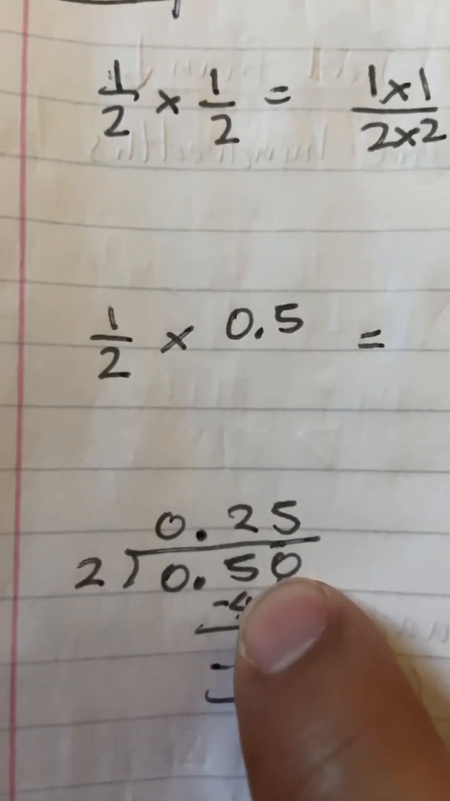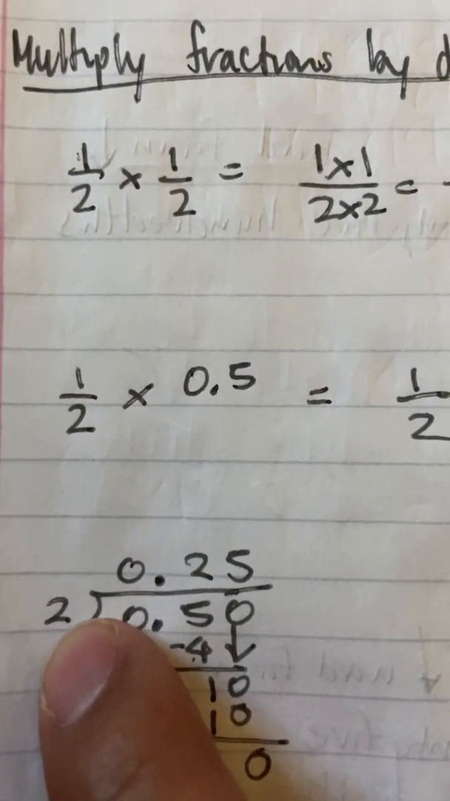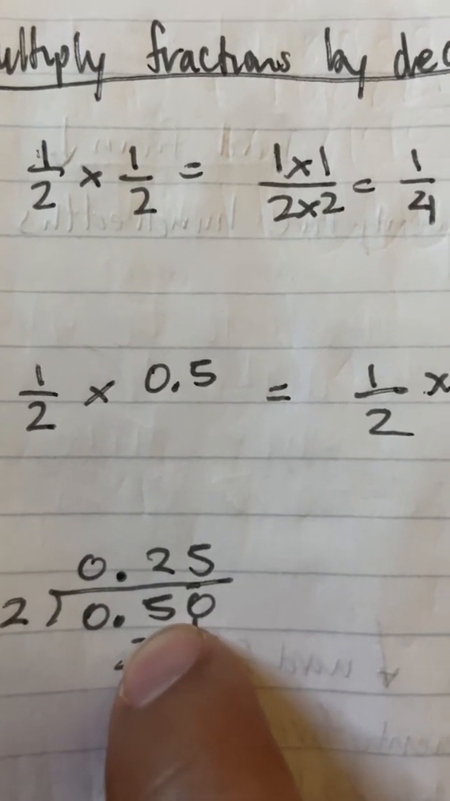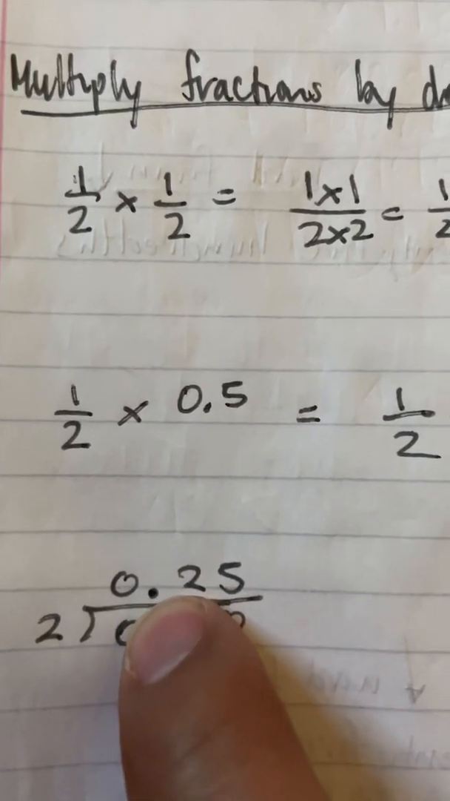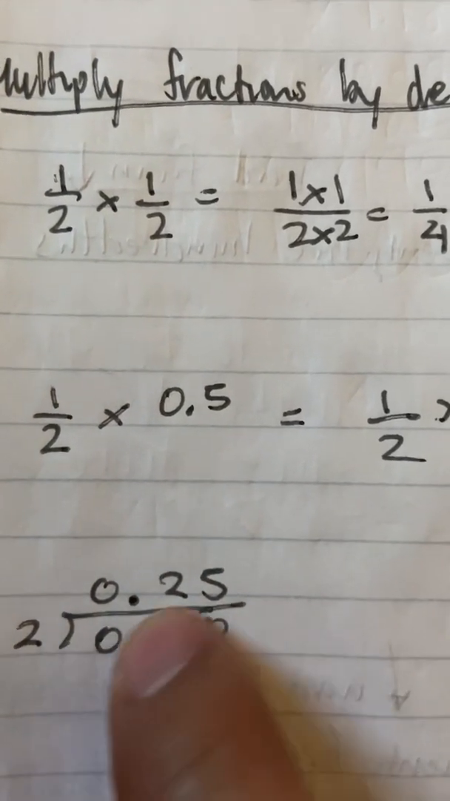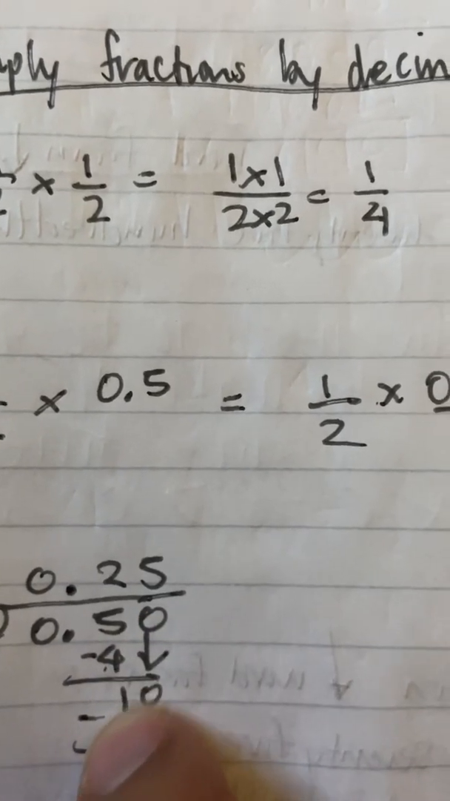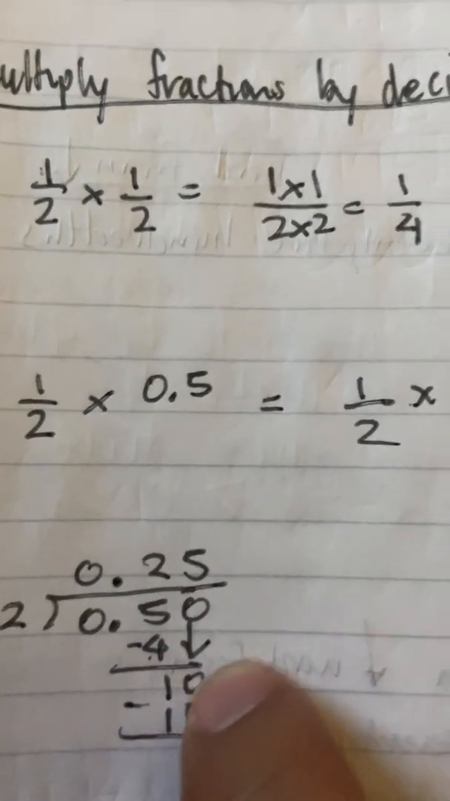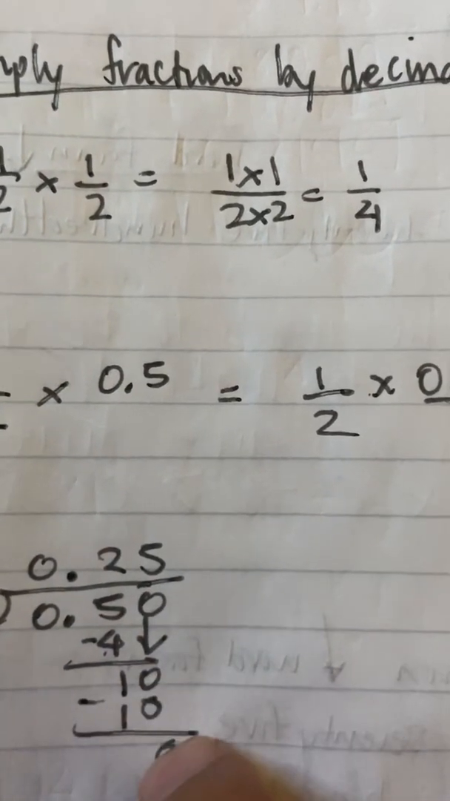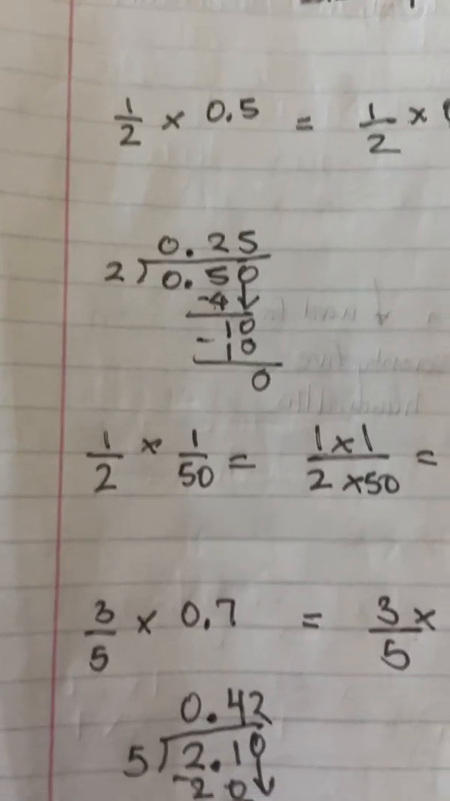I want to put it in not fractions, but decimal. 2 is my divisor. 0 and 5/10 is my dividend. Line up the decimals. 2 goes into 5 two times. 2 times 2 is 4. 5 take away 4 is 1. Bring down the 0. 2 goes into 10 five times. 5 times 2 is 10. 10 take away 10 is 0. So it's 0 and 25 hundredths.